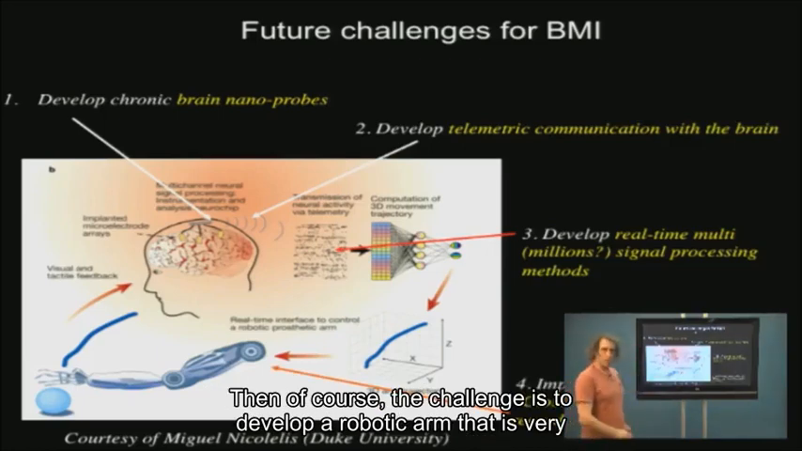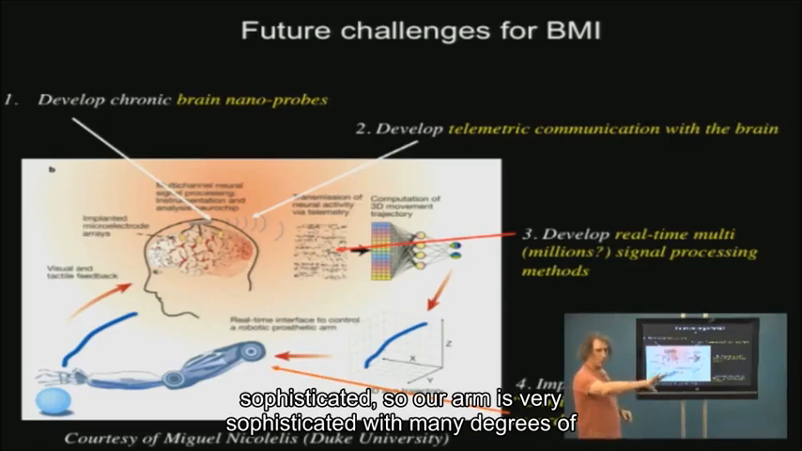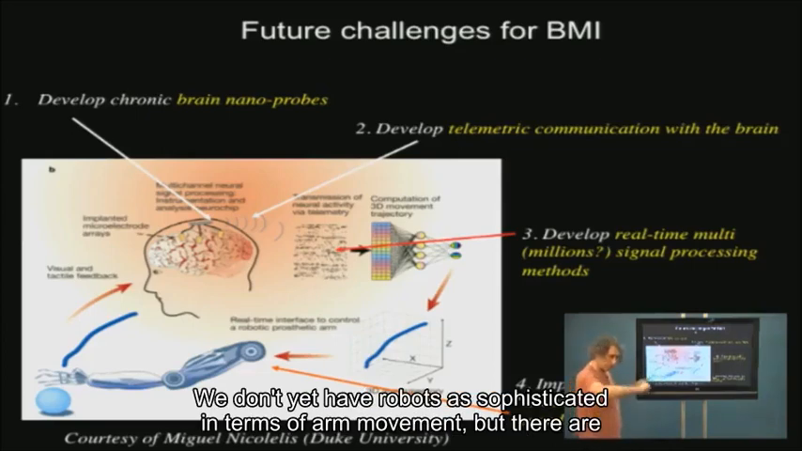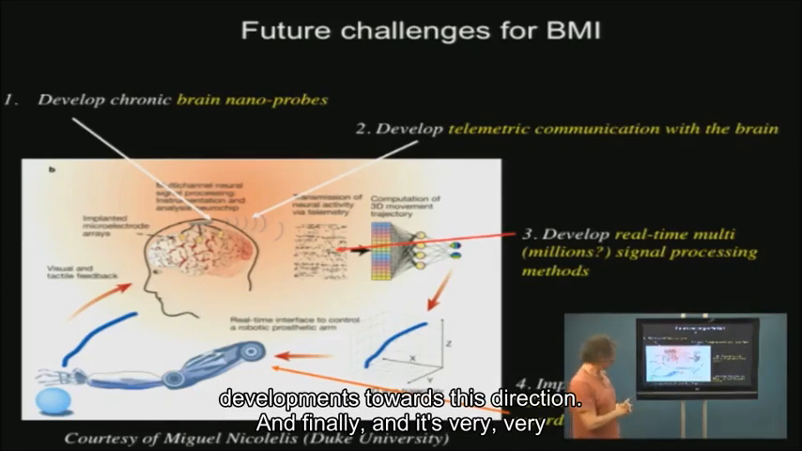Then, of course, the challenge is to develop a robotic arm that is very sophisticated. Our arm is very sophisticated with many degrees of freedom, and I can do that and that. We don't yet have robots as sophisticated in terms of arm movement, but there are developments in this direction.